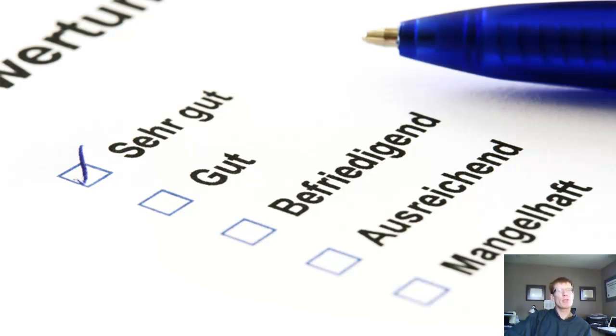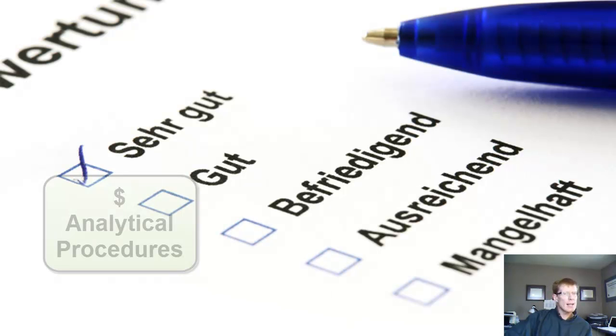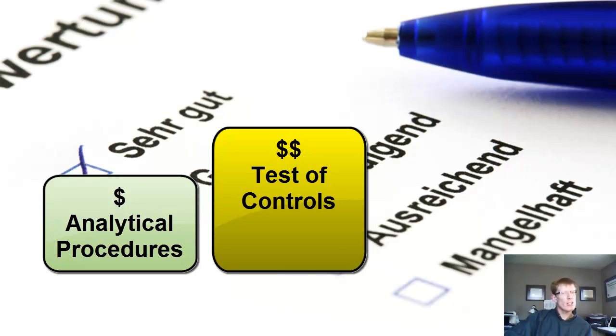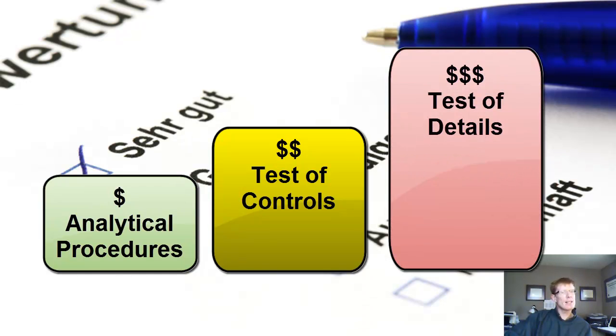So let's wrap up this discussion about audit programs by keeping in mind that we have three different types of procedures and the costs associated with each of these procedures. Analytical procedures are the cheapest form of audit procedures. Test of controls are generally the next cheapest. And finally, the test of details tend to be the most expensive.